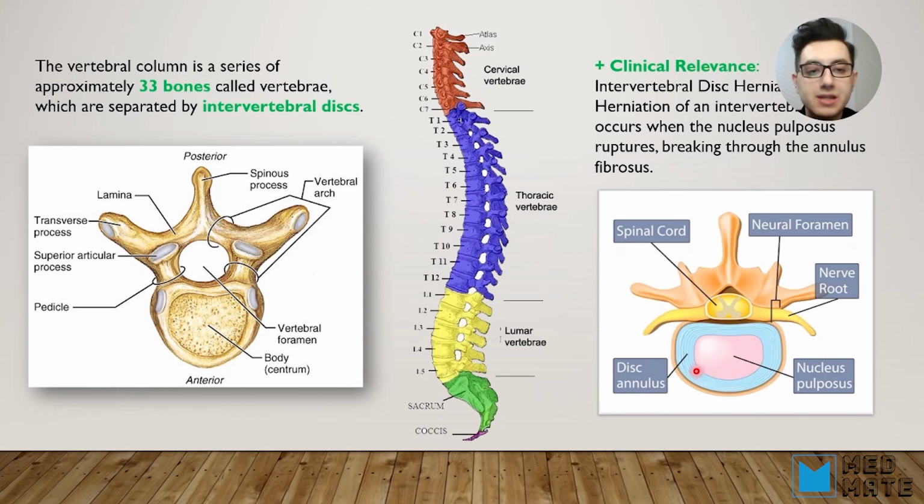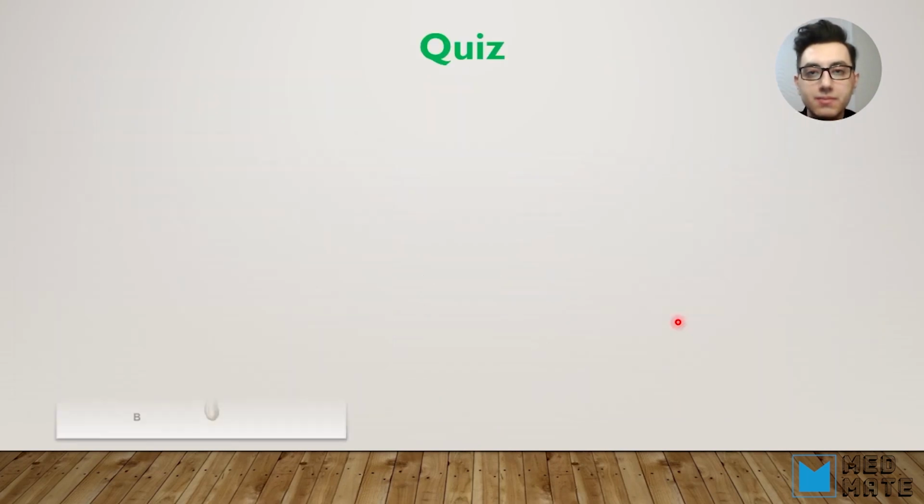Now, when there is a rupture of the annulus fibrosus, the nucleus pulposus can get out. If there is this rupture, for example, here in this part of the intervertebral disc, then the nucleus pulposus will push on the nerve roots or the spinal cord, and that causes the symptoms of this herniation.